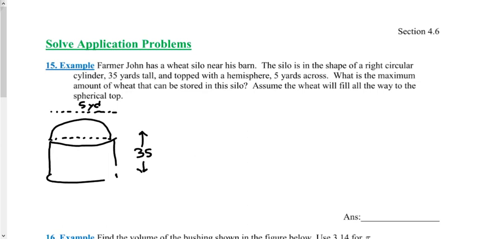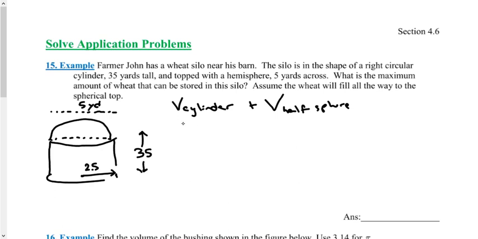Okay, see if you can figure out what the volume of this will be. We've already done one like it. See if you can do it on your own now. So what we're going to do is take the volume of the cylinder, and we're going to add to that the volume of the half sphere. So whatever the volume of the sphere is, and then we cut it in half. Right? So the thing to remember then is that our radius is 2.5 yards, because the diameter, that's 5 yards across. So our radius is going to be half that, or 2.5.